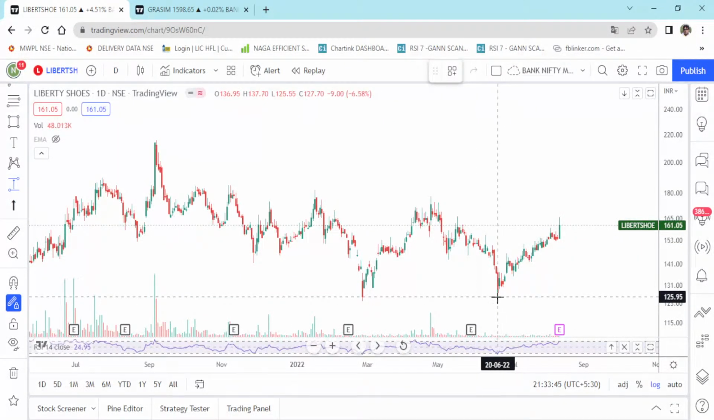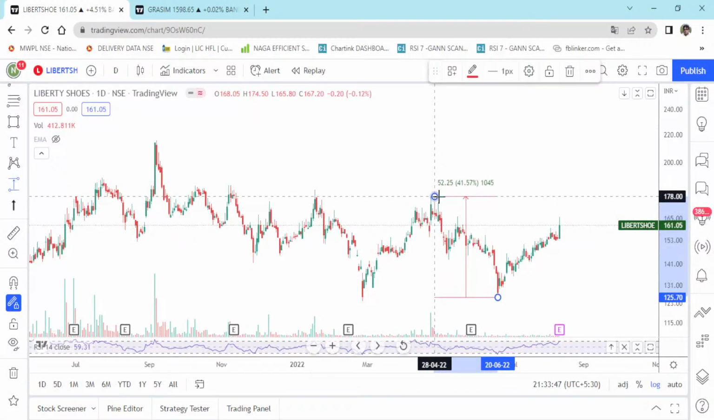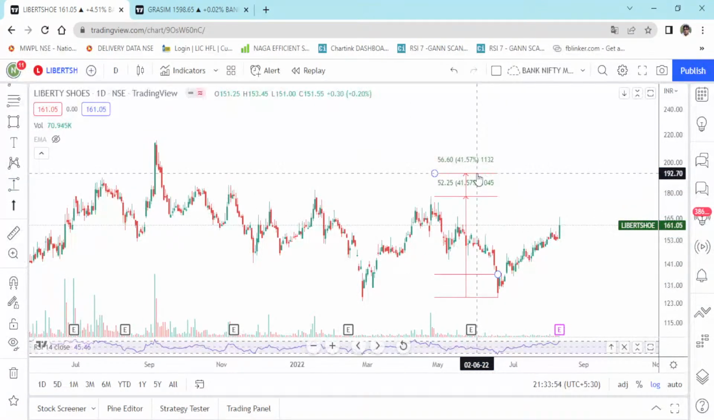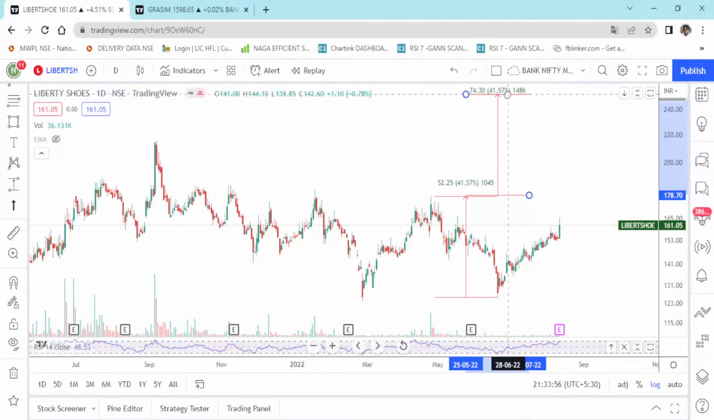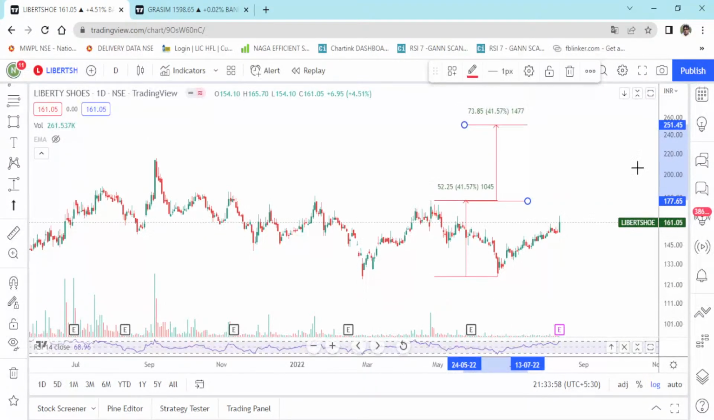So from this low, I'll clone it so that you will be able to see the target. The target is going to be around 250. If 178 is taken out, then the target is going to be around 250, and the current market price is 161. So this is going to give you a huge target. So let us not miss this pattern, this stock.